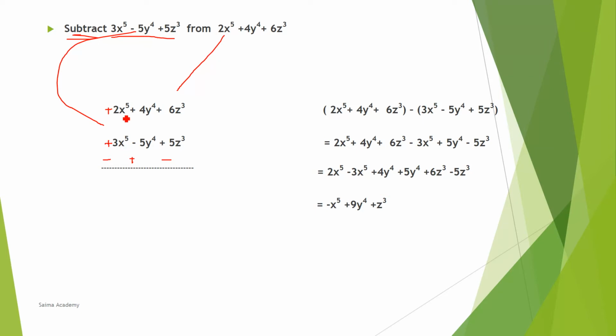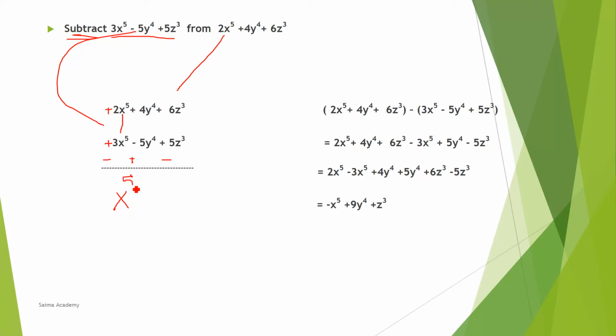Again, these variables should be exactly the same. I am not going to subtract 2x^5 from 6 or 5z cube. No, it should be the same, x to the exponent 5. So this is plus, this is minus. Yes, you have to subtract plus minus minus 3 or minus this 2, so it will be x^5.